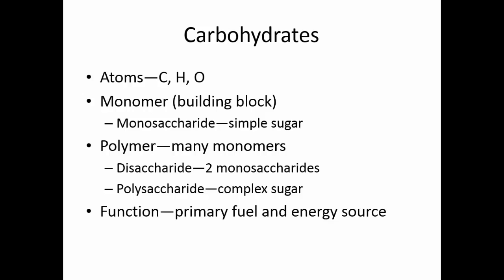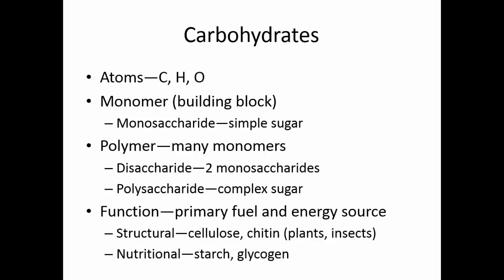The primary function of carbohydrates is to provide fuel and energy for our cells. We do have some structural carbohydrates. Plants have cellulose in their cell walls. That's what makes celery crunchy. And insects can have chitin in their exoskeleton. That's what makes the roach crunchy when you step on it. Nutritionally, carbohydrates are things like starch and glycogen.